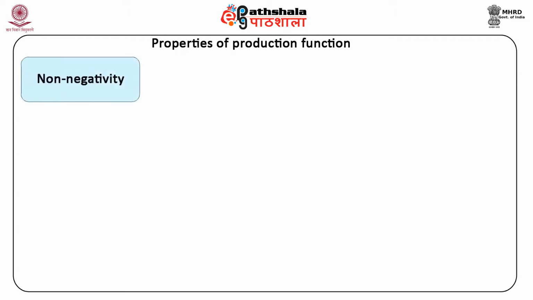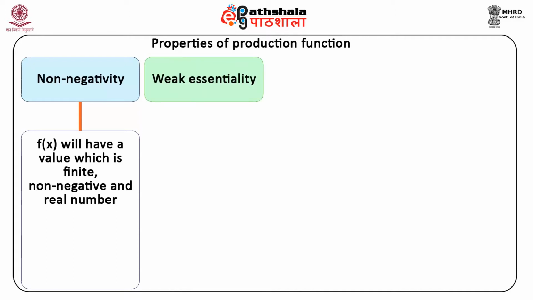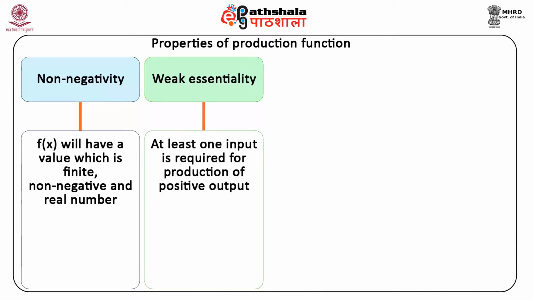First, non-negativity. F(x) will have a value which is finite, non-negative, and real number. Second, weak essentiality. At least one input is required for the production of positive output, without which it will be impossible to have any output.